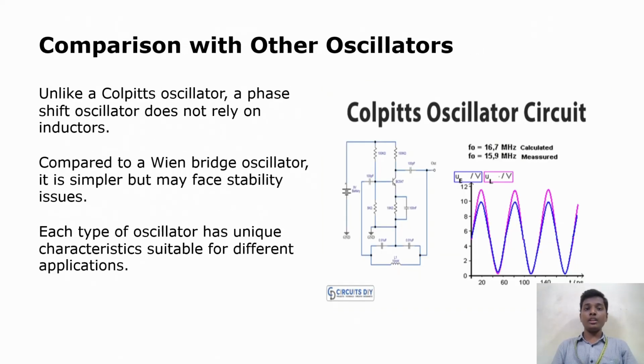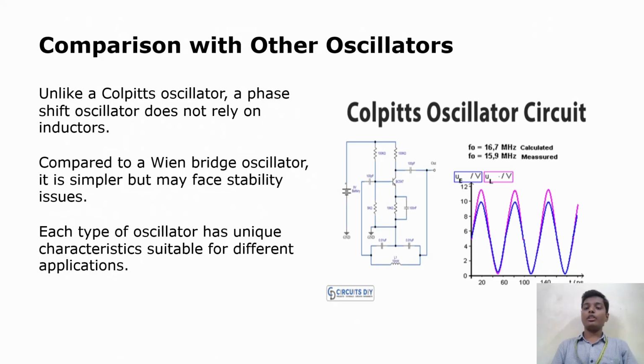In comparison with other oscillators, unlike a Colpitts oscillator, a phase shift oscillator does not rely on inductors. Compared to a Wien bridge oscillator, it is simpler but may face stability issues. Each type of oscillator has unique characteristics suitable for different applications.